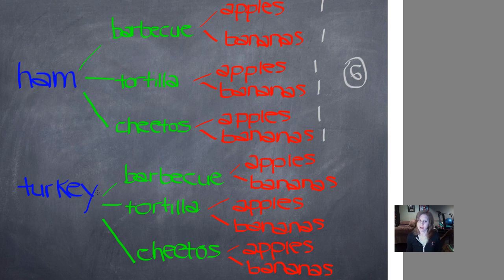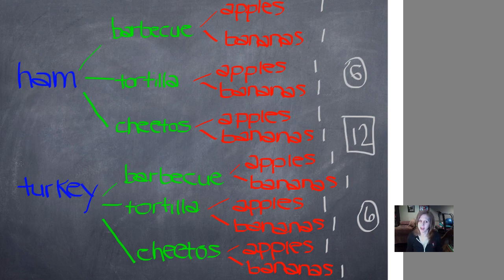Now with my turkey sandwich, I can have barbecue and apples, or barbecue and bananas, or tortilla and apples, or tortilla and bananas. Or I can have turkey with Cheetos and apples, or turkey with Cheetos and bananas. Again, 1, 2, 3, 4, 5, 6 different combinations. If I add those up, I have 12 total combinations, which is one way to solve this.